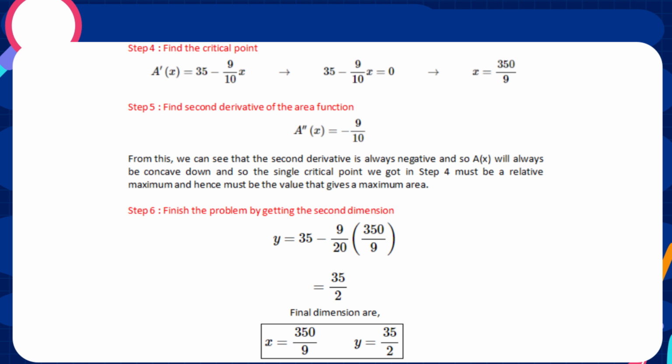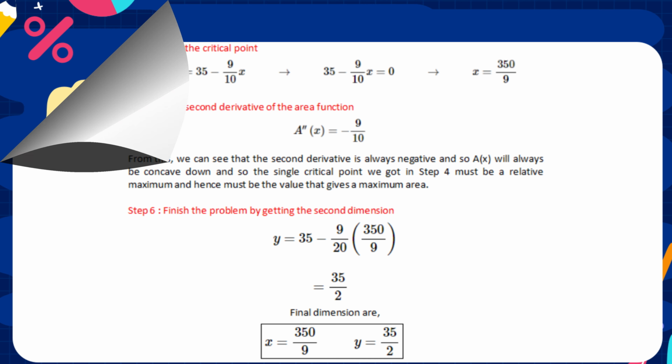Last step is getting the second dimension, y = 35/2 - (9/20)(350/9) = 35/2 - 35/2... which gives y = 35/2. Then the final dimensions are x = 350/9, meanwhile y = 35/2.